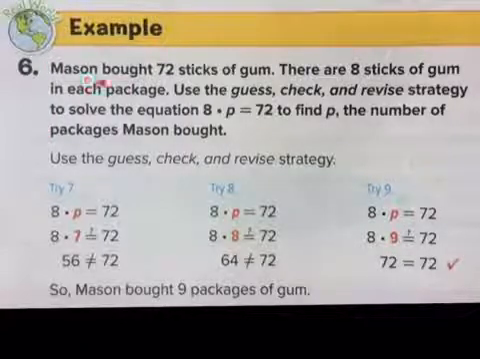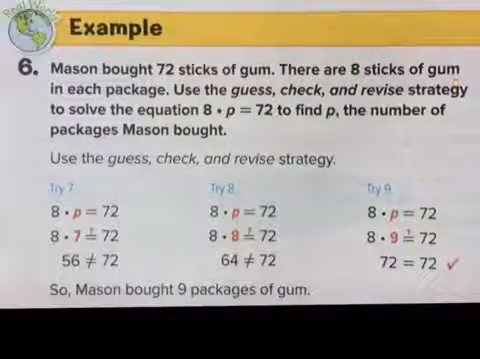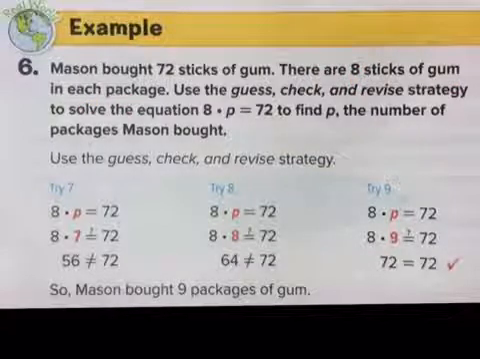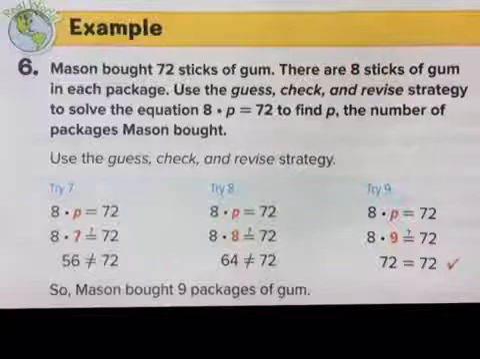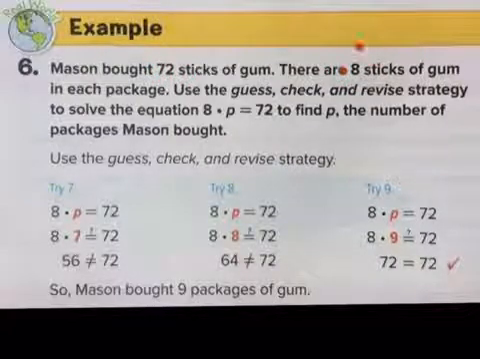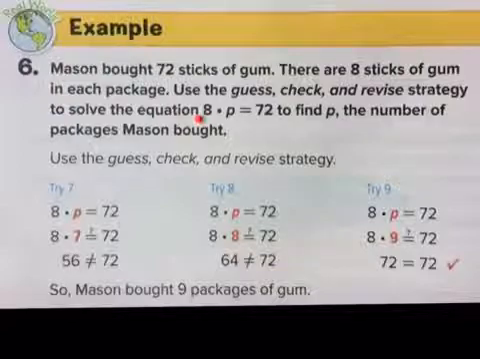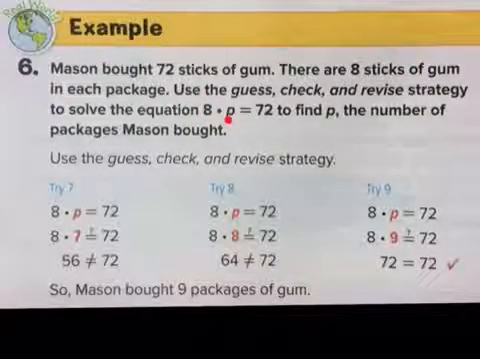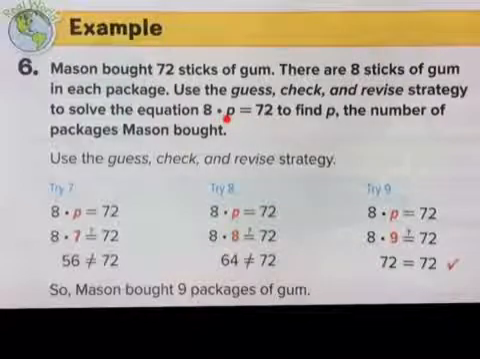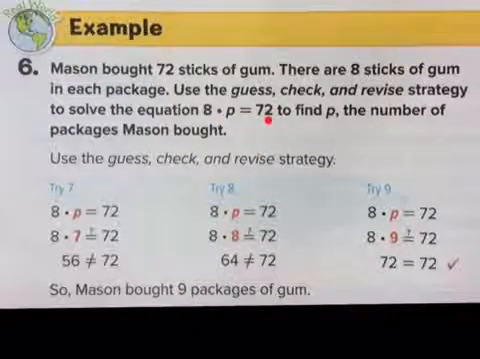Example 6 is also another word problem. Let's read it together. Mason bought 72 sticks of gum. There are 8 sticks of gum in each packet. So 8 in each packet, and he has 72 sticks in total. So what do I have to multiply the 8 into to get 72? Use the guess, check, and revise strategy to solve the equation 8 times p, because it's 8 sticks in each packet, and you multiply that times the number of packets to give you the 72 sticks that he has. Okay?